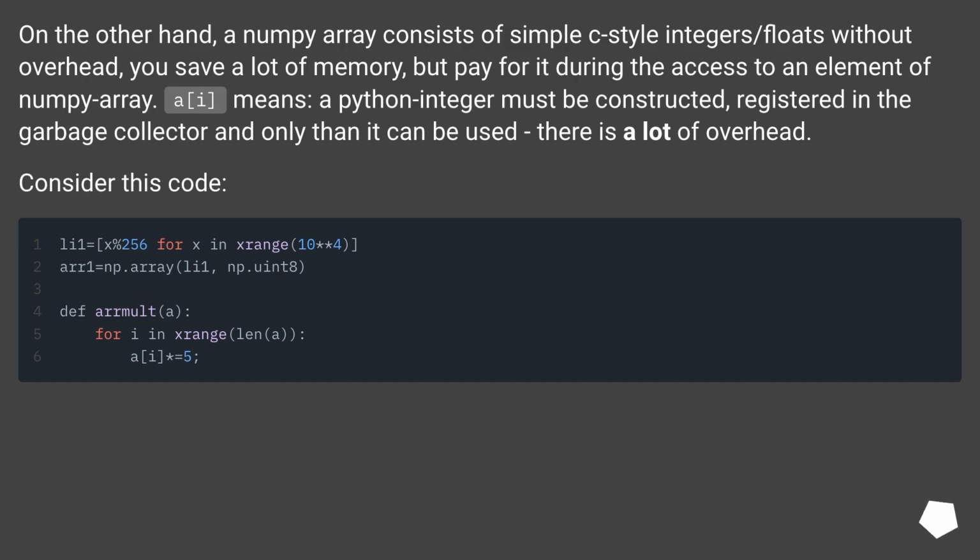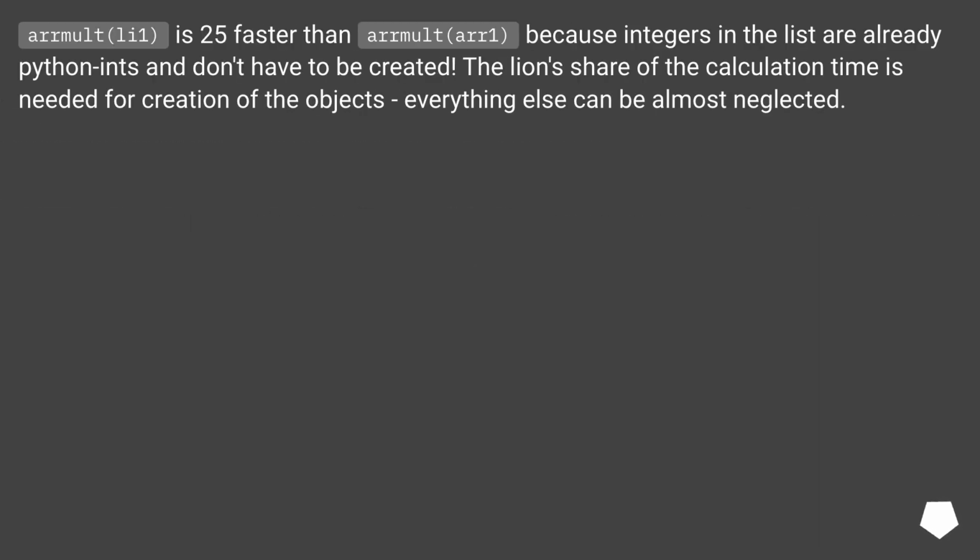Consider this code. mult.ly1 is 25 times faster than mult.1 because integers in the list are already Python ints and don't have to be created. The lion's share of the calculation time is needed for creation of the objects. Everything else can almost be neglected.